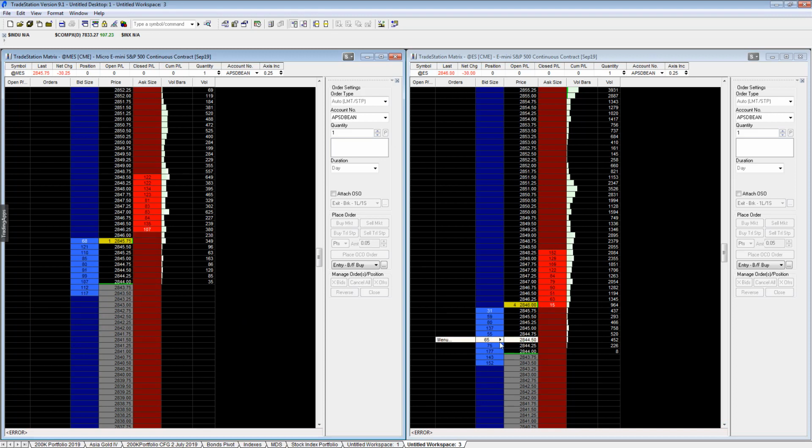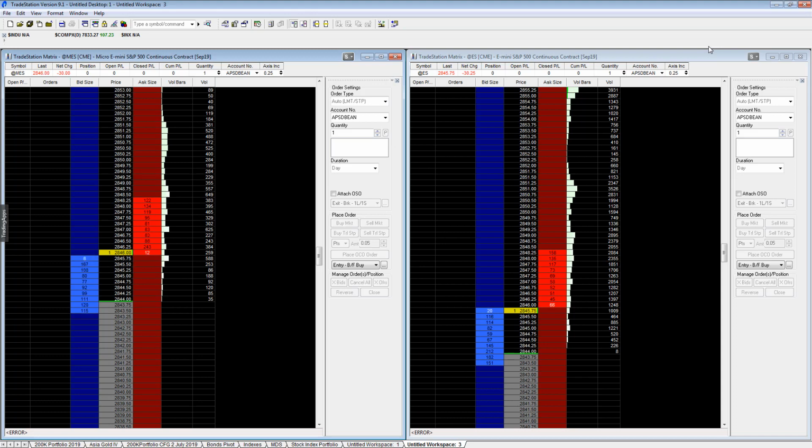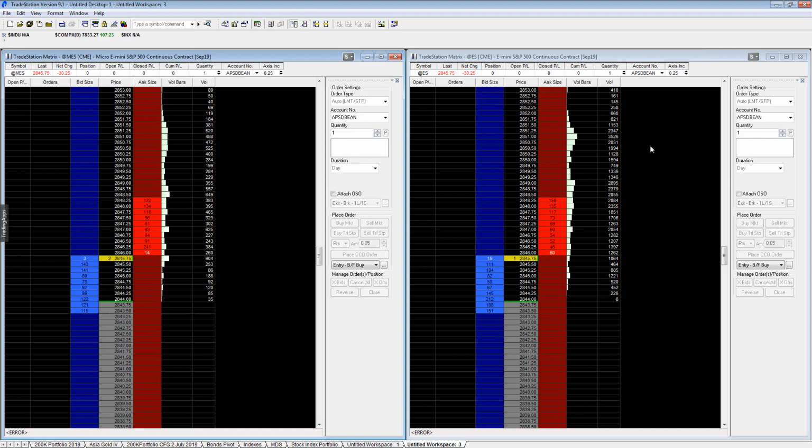But the micros closely match the E-mini S&P. The micro E-mini S&P matches the E-mini S&P closely. And there are market makers and arbitragers between the two, and so the liquidity is very sound for trading the micros instead of the E-mini S&Ps.